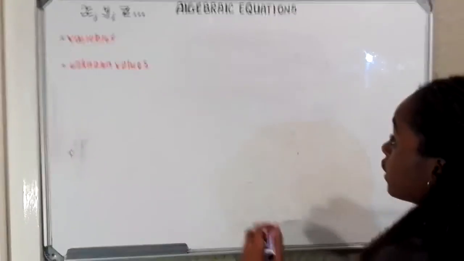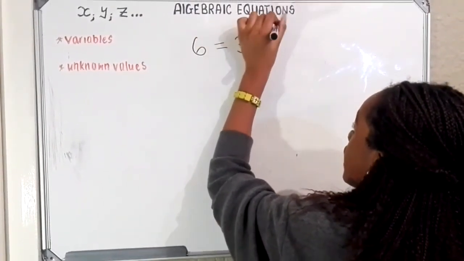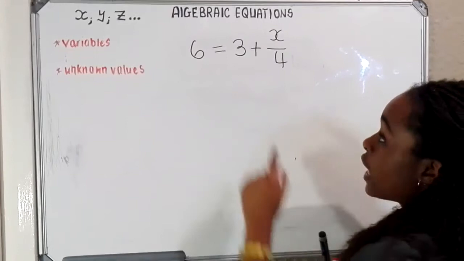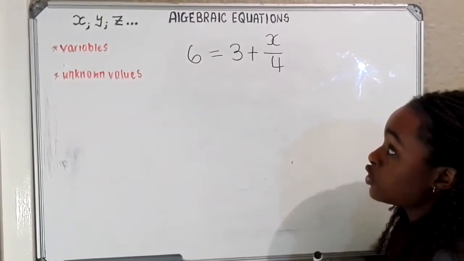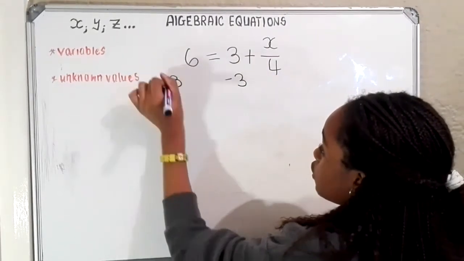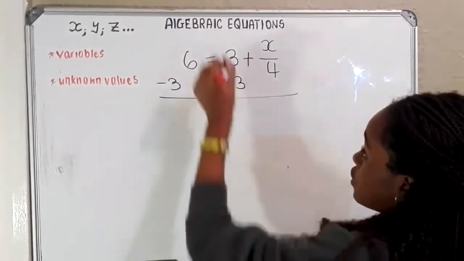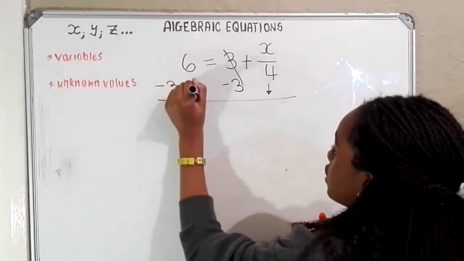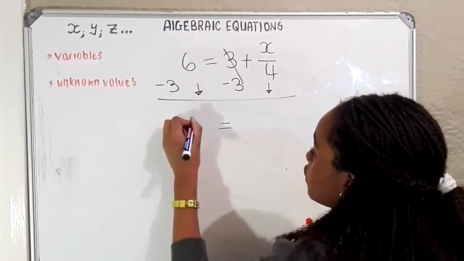Okay? Let's try another one with a fraction. Say we have 6 is equal to 3 plus x over 4. So I'm going to start with my constant, and I see that my constant is a positive, which is plus 3. The inverse of addition is subtraction, so we're going to minus by 3 on both sides. Whatever you do on this side, you do on the other side as well. And 3 minus 3 cancels. It gives an answer of 0. And I can bring this down and this down. So we'll have 6 minus 3 gives you an answer of 3.